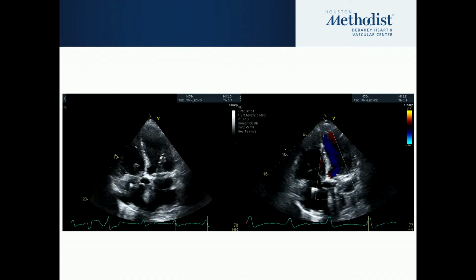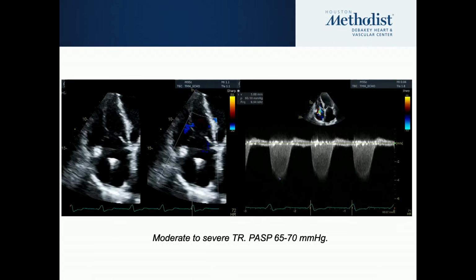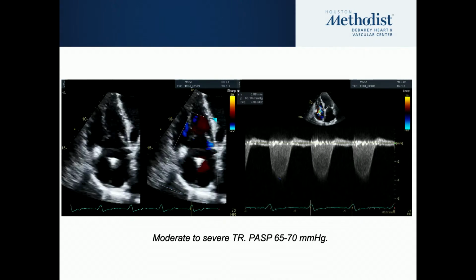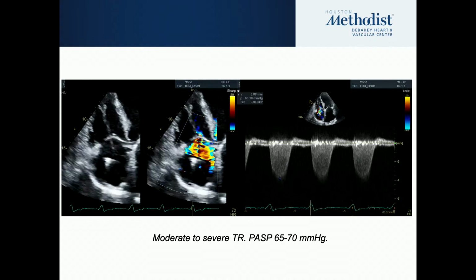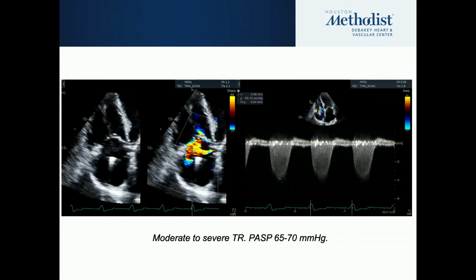This is the five-chamber view showing the calcified aortic valve leaflets. He also had significant tricuspid regurgitation with severe pulmonary hypertension, with estimated systolic pressures of 65 to 70 millimeters of mercury.